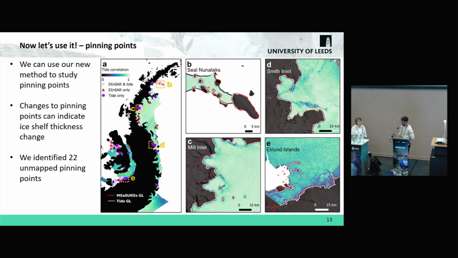And then a good example of this as well is on the Seal Nunataks. You can see that those pinning points, those islands, have shrunk. They've got smaller. That indicates the ice shelf's thinned, which is what you'd expect in that area where the ice shelf's basically stagnant. It's not being fed by anything anymore.